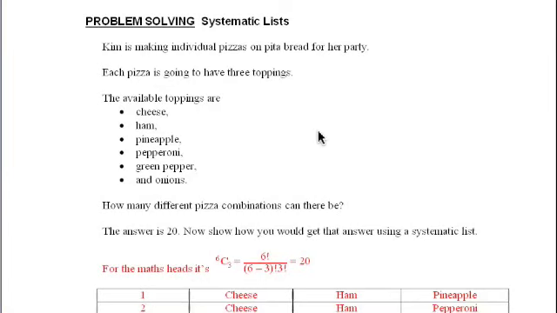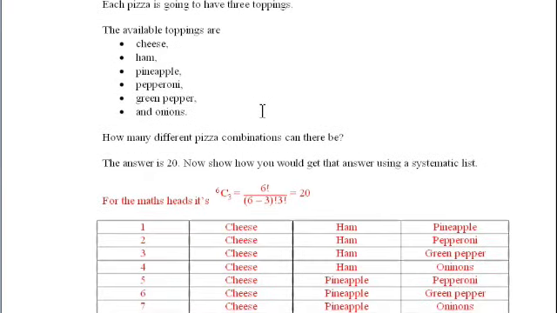Alright, looking at the problem solving page, the last page to give you solutions for. Problem solving requires you to use systematic lists. Kim is making individual pizzas on pita bread, and she has 6 available toppings, from which she wants to select combinations of 3, and you have to work out the number of possible combinations there are.